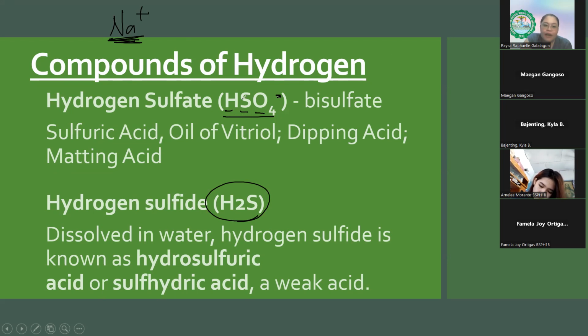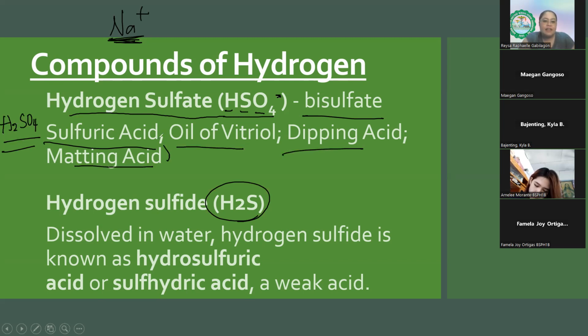So another name for hydrogen sulfate is bisulfate. But actually, hydrogen sulfate comes from sulfuric acid. Sulfuric acid is H2SO4. This is the compound. Sulfuric acid is the compound. If you ionize or separate the ions in the sulfuric acid, that's the time we get the hydrogen sulfate. Other names of sulfuric acid are oil of vitriol, the dipping acid, and the matting acid.